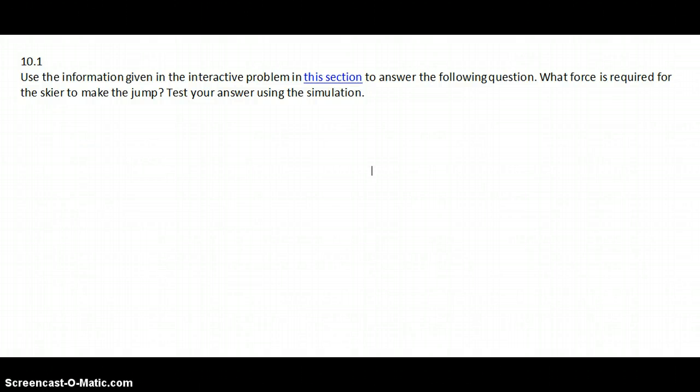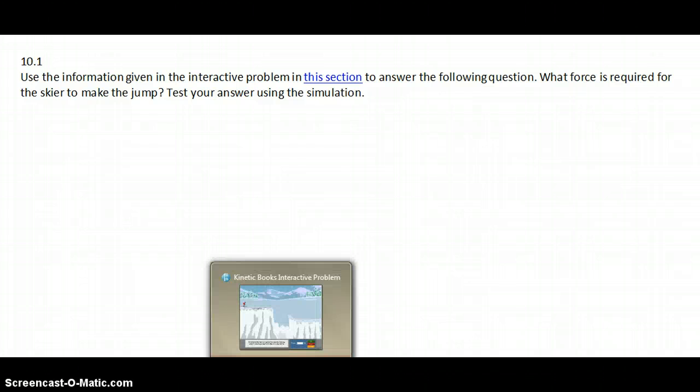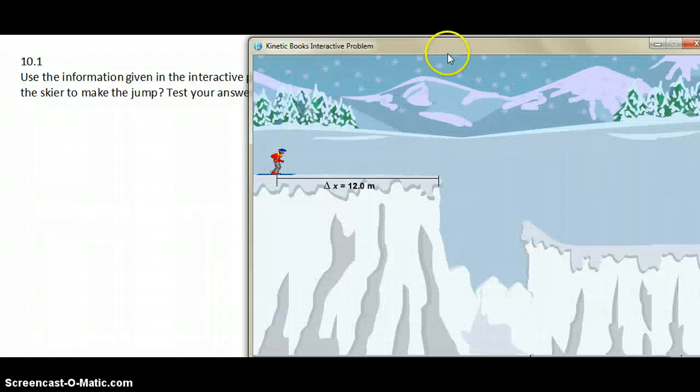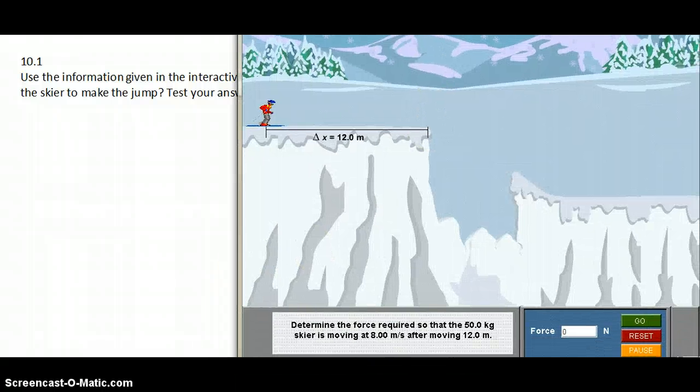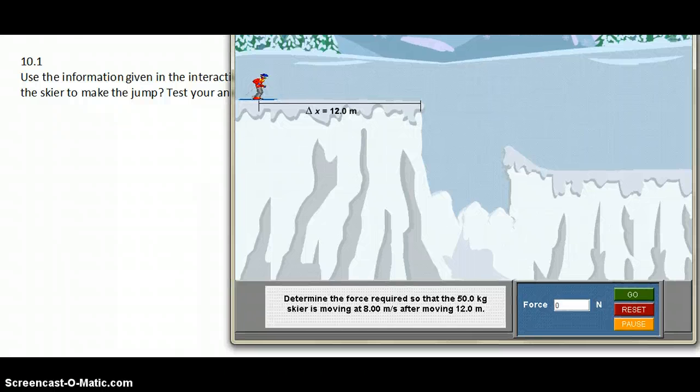Today we will solve together problem 10.1 from the energy chapter, chapter 7. This problem is related to the interactive problem in section 7.10. So that's where we get our information from. So we'll get to that interactive problem and we'll get all the information we need from it.